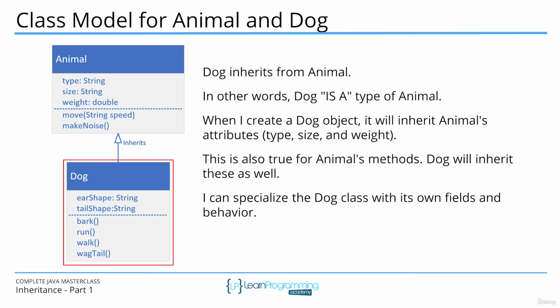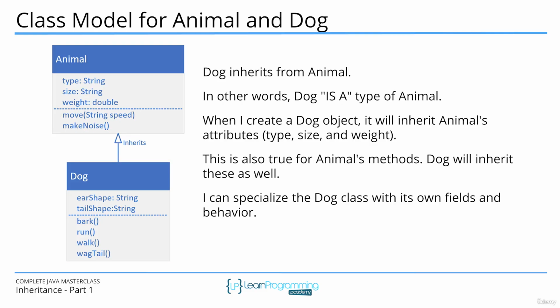Here is the dog class connected to animal. This means dog inherits from animal. I can also say dog is a type of animal. When I create a dog object, it'll inherit the type, size and weight fields from the animal class. These don't have to be explicitly declared in dog. This is also true for the methods move and make noise.